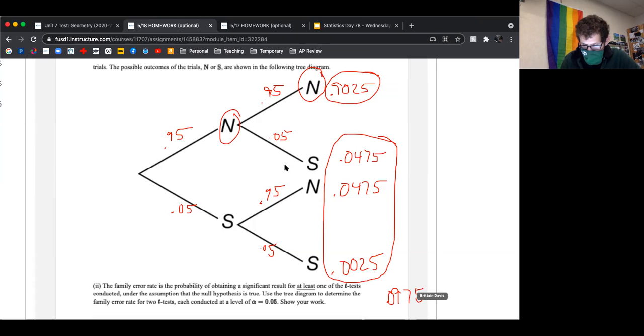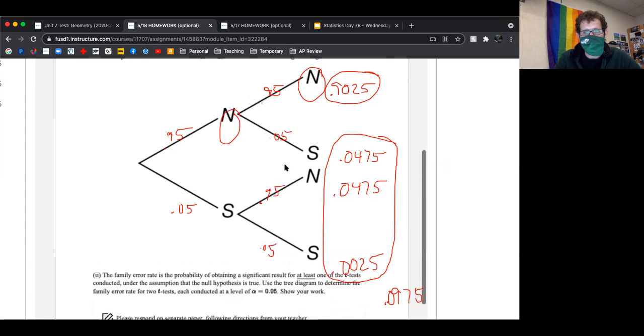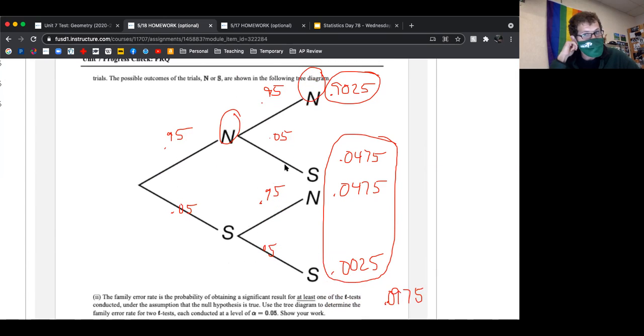0.0975. So it looks like our family error rate for 2 tests is 0.0975.